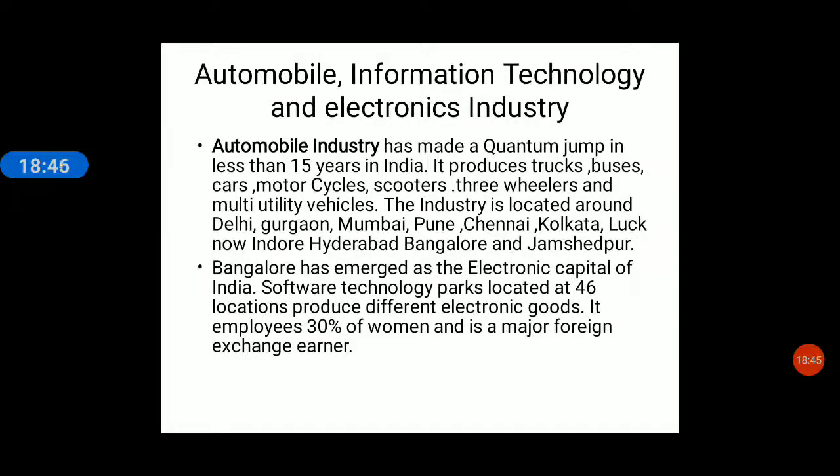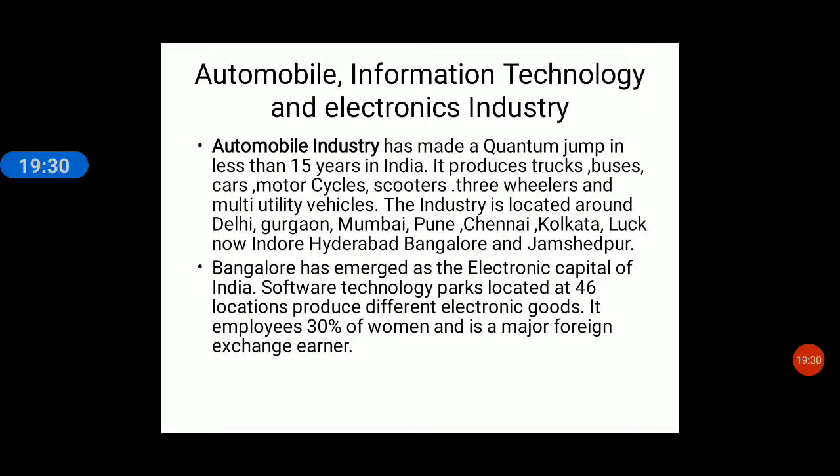Automobiles has made a quantum jump in less than 15 years in India, 4 times in production. Now what does the automobile industry make? They make trucks, buses, cars, motorcycles, scooters, three-wheelers, two-wheelers, multi-utility vehicles, all are made in the automobile industries. This industry is located around Delhi, Gurgaon, Mumbai, Pune, Chennai, Kolkata, Lucknow, Indore, Hyderabad, Bangalore and Jamshedpur. If you have heard, these areas are called SEZ. I repeat, these areas are called Special Economic Zone.